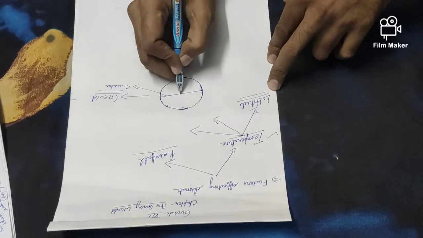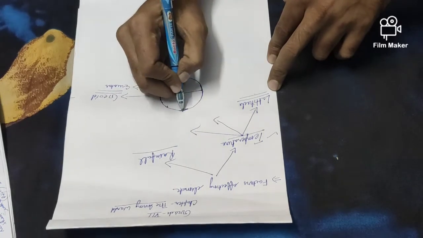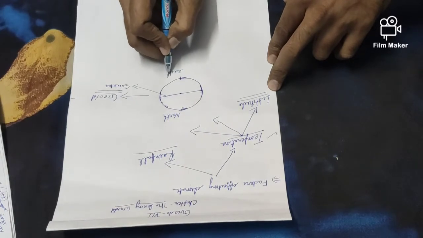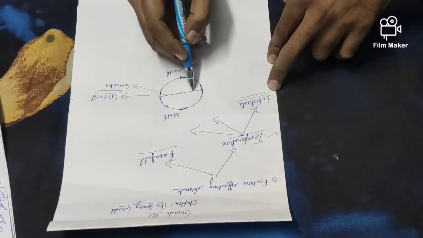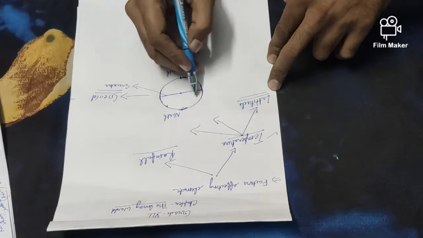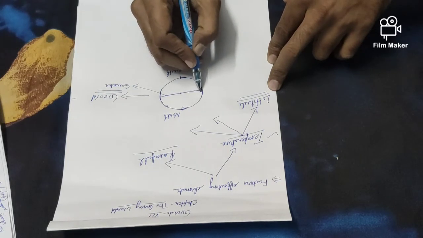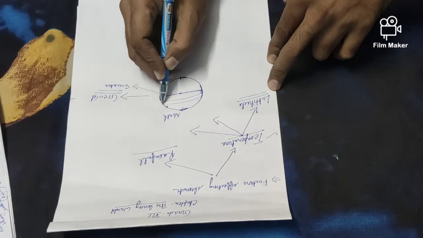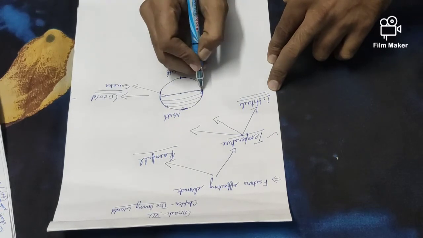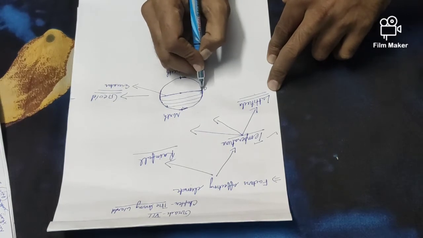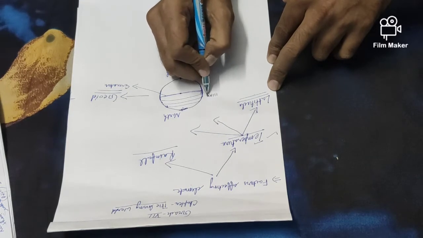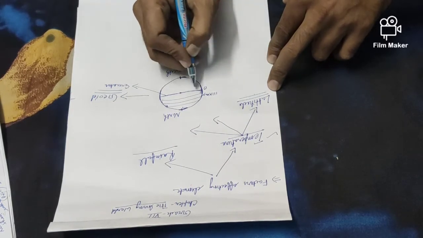Okay, suppose this is the center of the earth, this is north, this is south, and scientists draw many horizontal lines, such kind of lines, like 1, 2, 3. Here the angle is 0 degree, and the distance between the horizontal lines is 111 kilometer on every 1 degree rise.